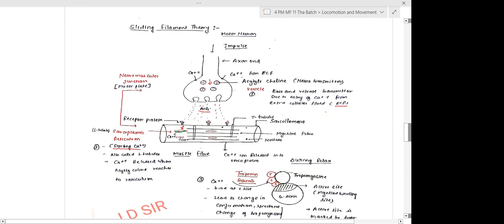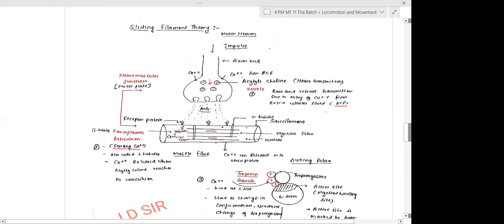Receptor protein accepts choline and it takes it in. Exactly. They will allow them to go inside. They will receive the acetylcholine, and they will allow this compound, this chemical, to go inside the muscle. After going inside the muscle, acetylcholine will reach the sarcoplasmic reticulum.